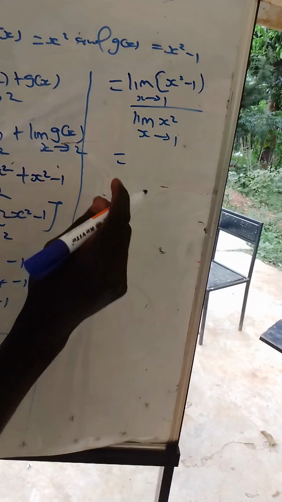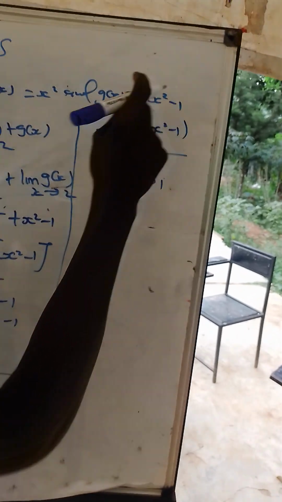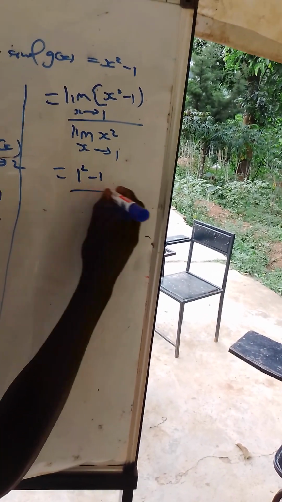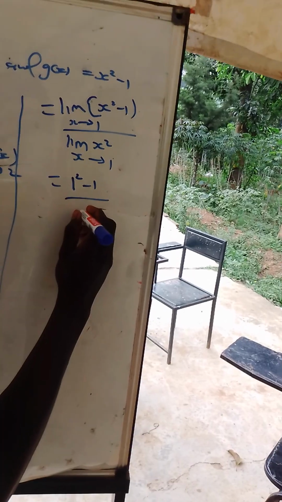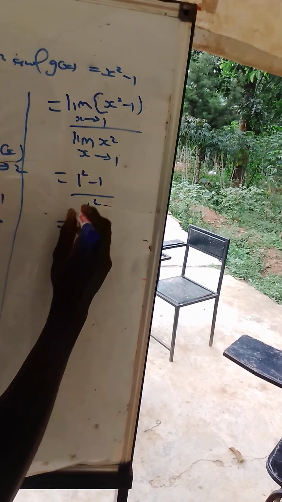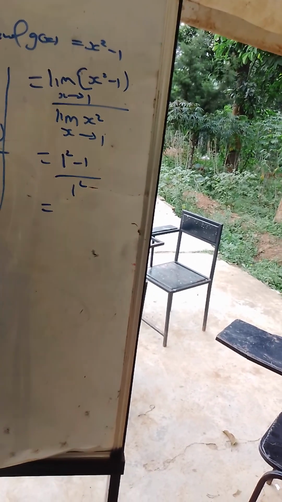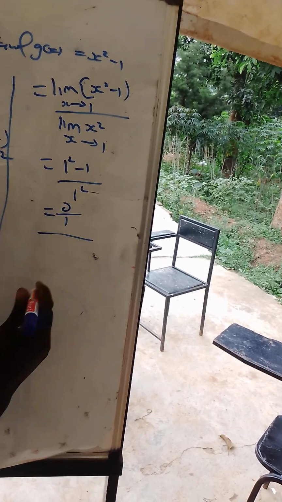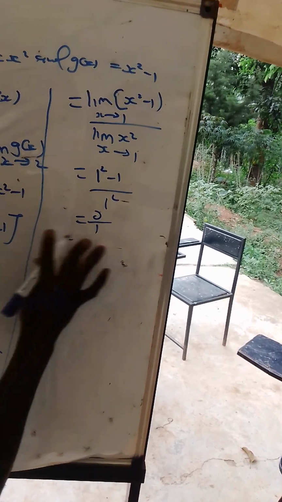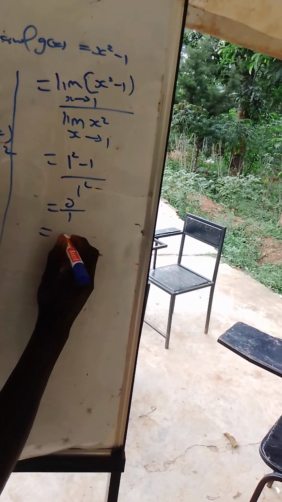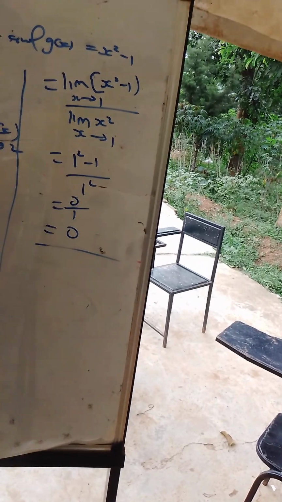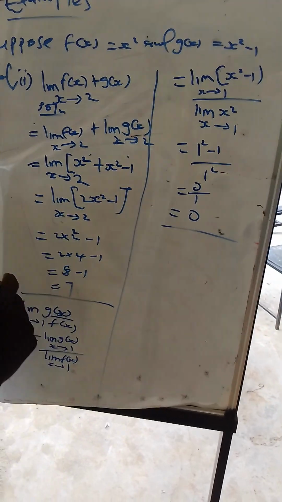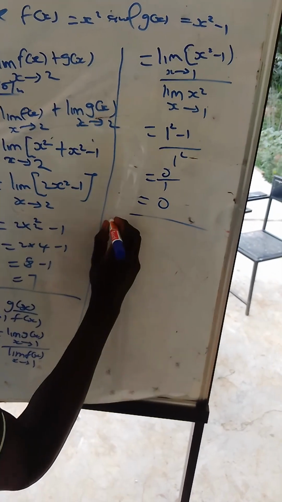Now here we are going to substitute this 1 into that. Now here we shall get 1 squared minus 1 divided by 1 squared. Now 1 squared is the same as 1, minus 1 is the same as 0 over 1. Now this one is the same as 0 divided by 1, which is the same as 0. So that one is an application of another property again. We are going to look at another one again.